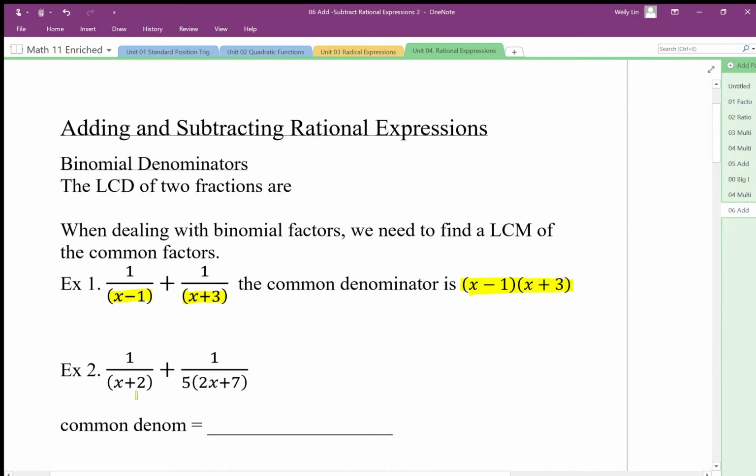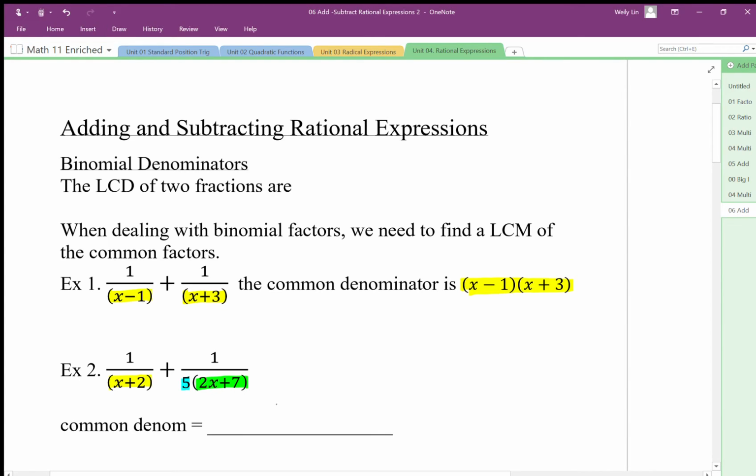So here I have factors as well. I have one factor here. I'll do this in different colors. I've got a second factor here, and I have a third factor here. So we have three factors involved. The lowest common denominator has to have three factors. There are three different factors involved.